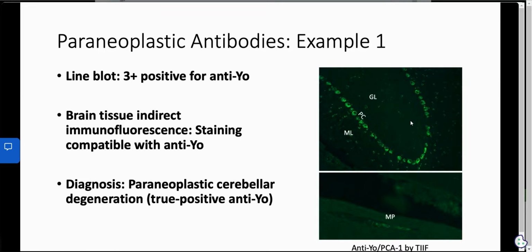So you see very prominent staining of the cytoplasm of the Purkinje cells, and there's also staining of the myenteric plexus there shown in the top and bottom panels respectively. And this is diagnostic of paraneoplastic cerebellar degeneration with a true positive anti-Yo result. In this case, we have positivity confirmed by 2 assays and also a compatible clinical phenotype. The vast majority of patients with anti-Yo have cerebellar ataxia.